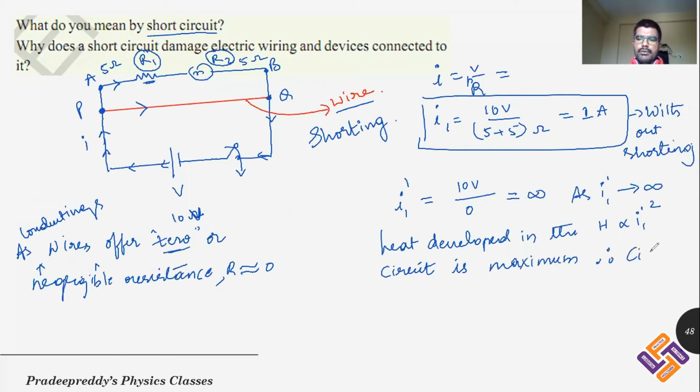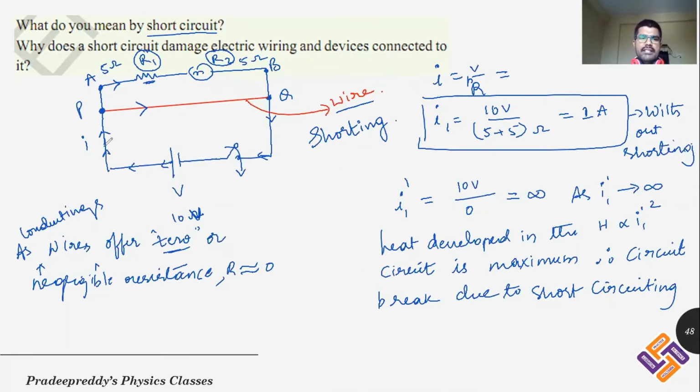Therefore, circuit break due to short circuiting. When the current is flowing, the new current after shorting will be I1 dash, and that I1 dash will be drawn from this battery, and it will be passing through this PQ. These wires could not bear such very high heat developed in the circuit.